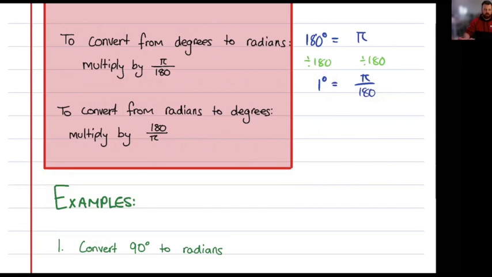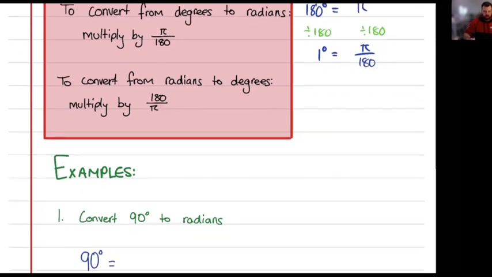And then to convert from radians to degrees, because that's just the opposite of converting degrees to radians, we're just going to flip it and do the reciprocal. So if to change from degrees to radians I multiply by pi on 180, to reverse that change I'm just going to multiply by 180 over pi. Hopefully that's okay. Moving on quickly.